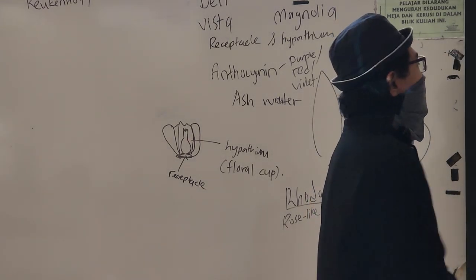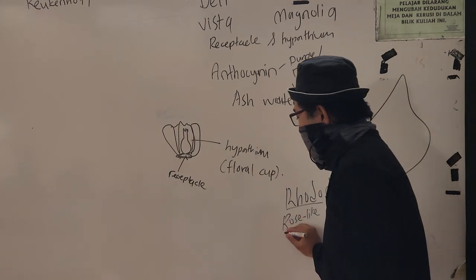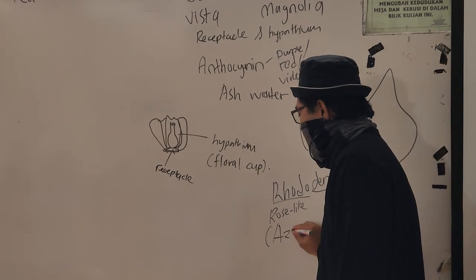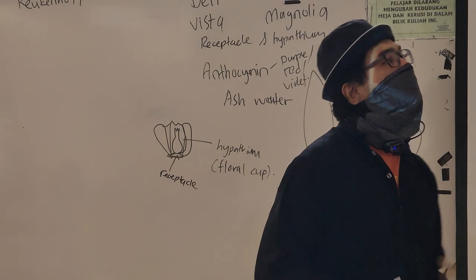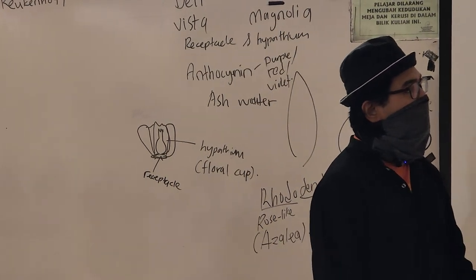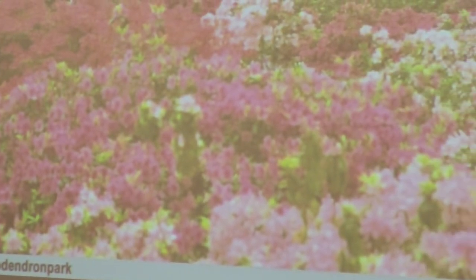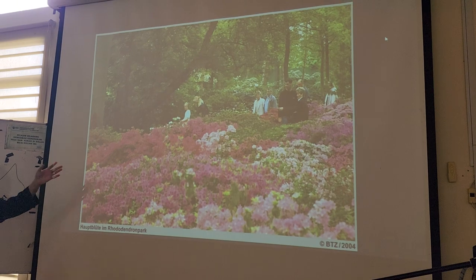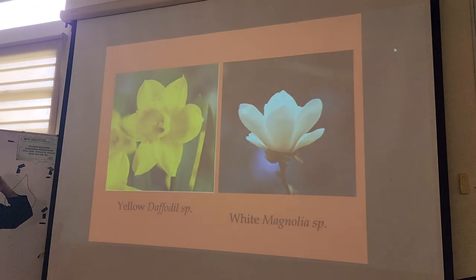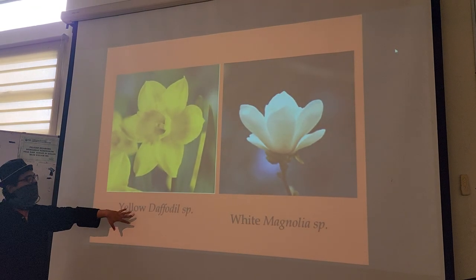People like to call it azalea. Azalea flower. I don't think this is rhododendron, this is actually azalea. Rhododendron is rather big, right? Okay, go on. Next. Then you got a flower form of daffodil.